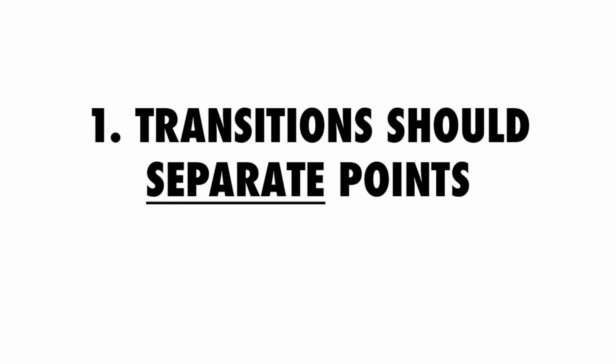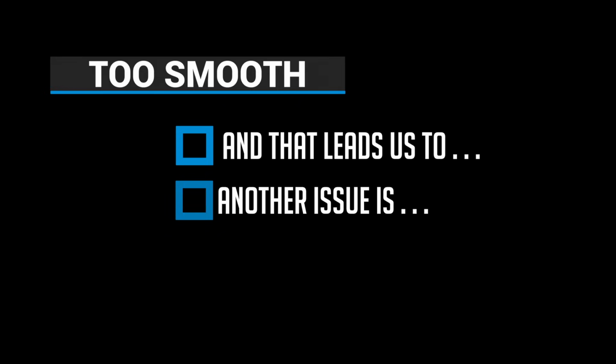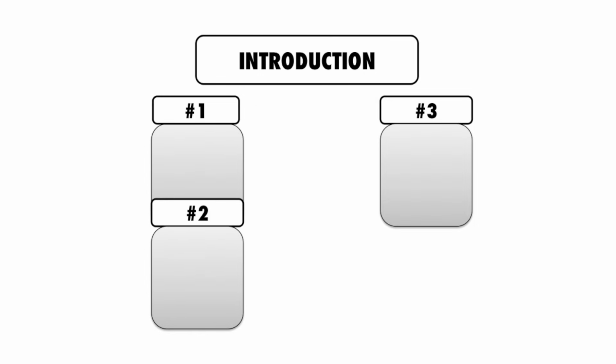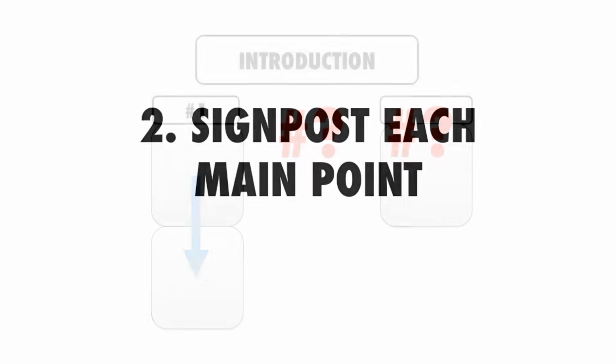And when we're too subtle, when it's too smooth, and we use words like, "and that leads us to," or "another issue is," then what happens is it sounds to our listeners like we're just continuing to add on to our first point. They don't recognize that as a transition if it's too smooth. And then they lose track of what we're saying. So you really want to separate your main points very clearly with your words.